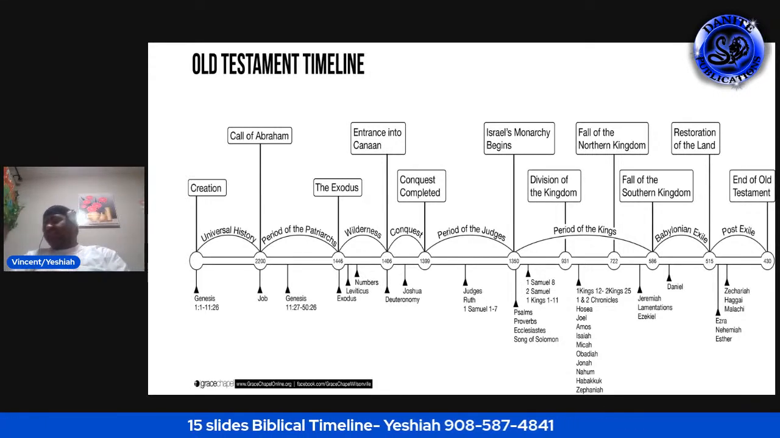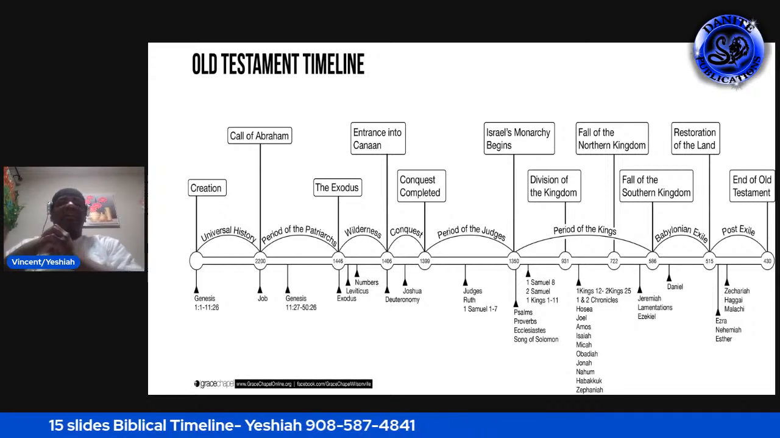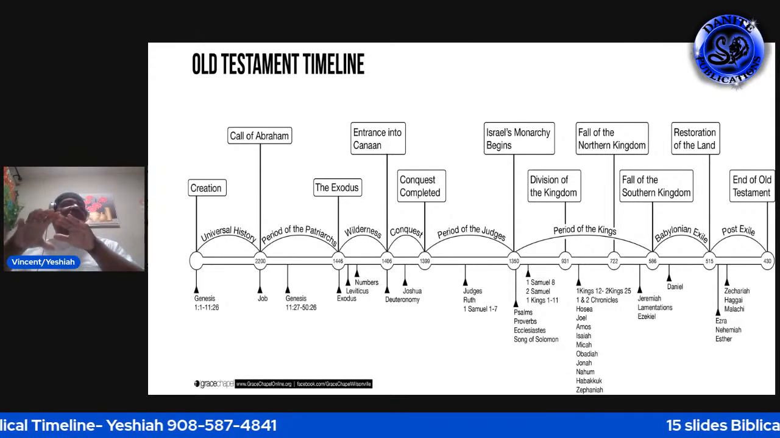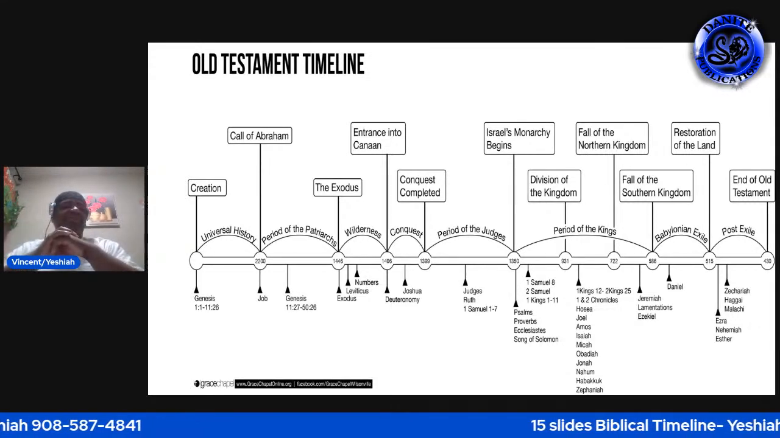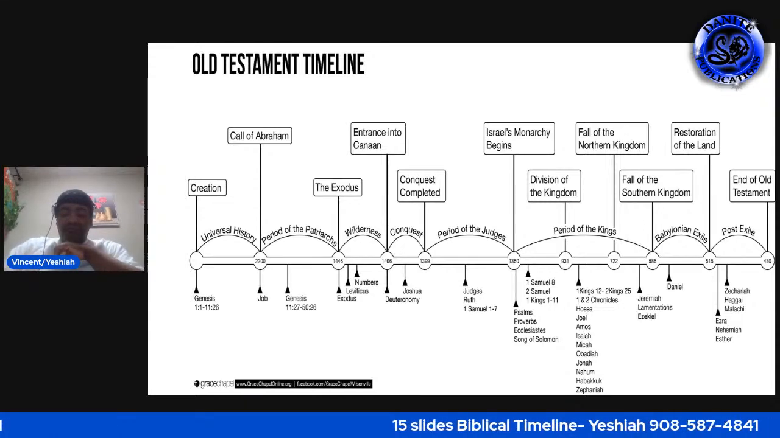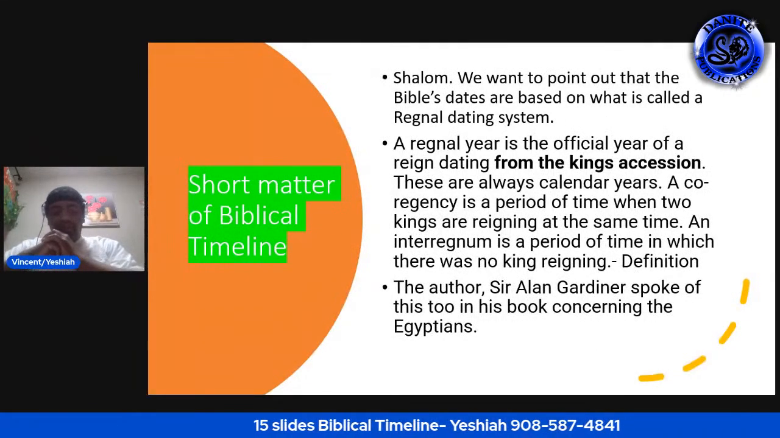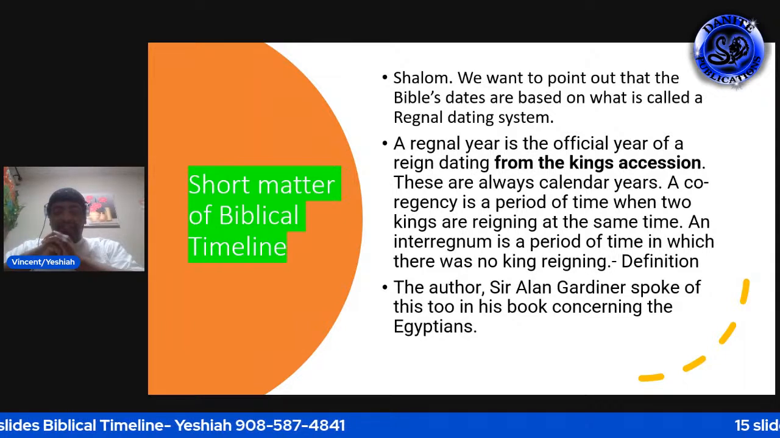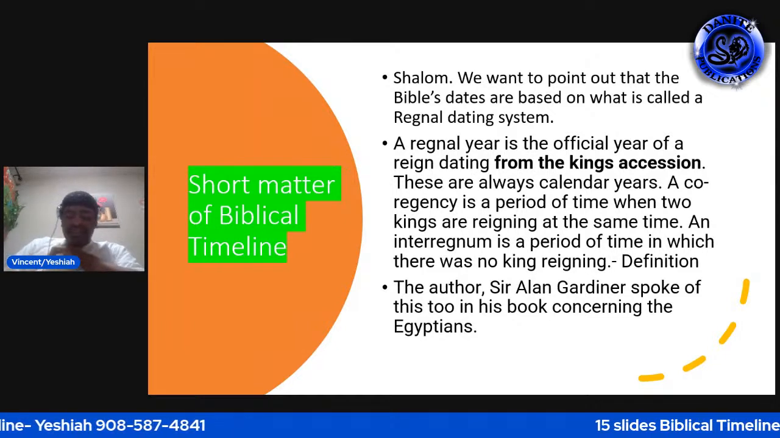All right, this is Tanakh based, Old Testament based. This is going to be primarily focused on the timeline of the Old Testament and what we can gather therein. A short matter of biblical timeline. We want to point out that the Bible's dates are based on what is called a regnal dating system.